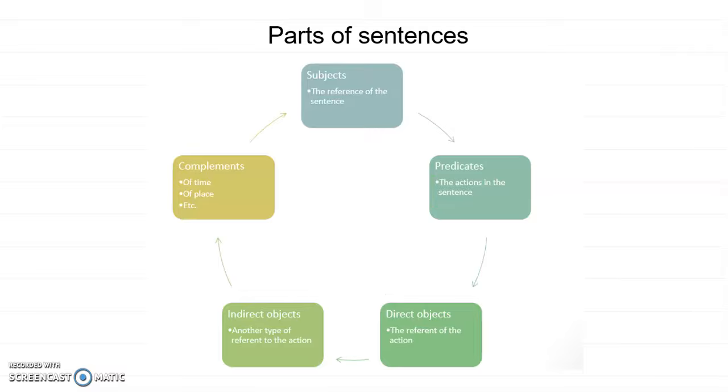Other parts of a sentence are direct objects, indirect objects, and complements of time, of place, of company, etc. The parts of a sentence are always connected to questions of comprehension, so you can connect these as a reading strategy or as a listening strategy.